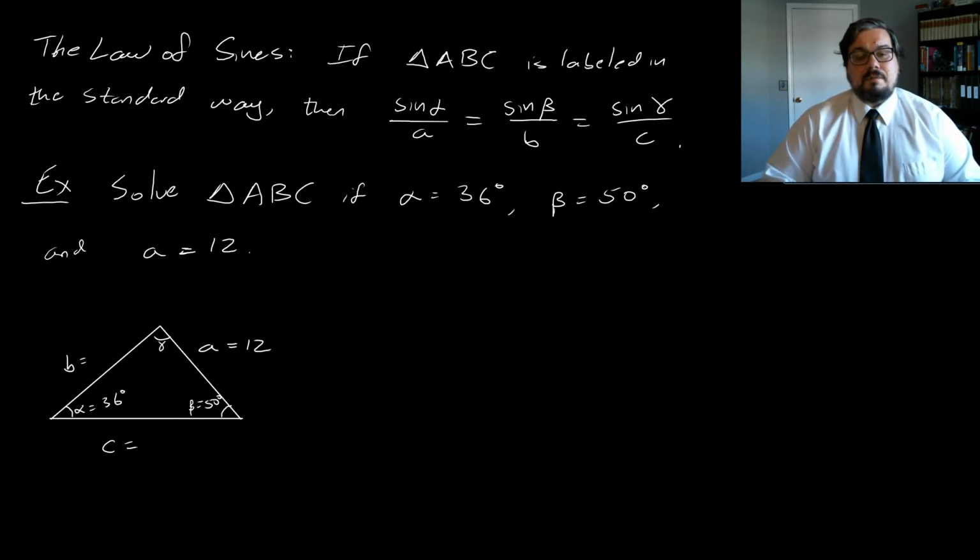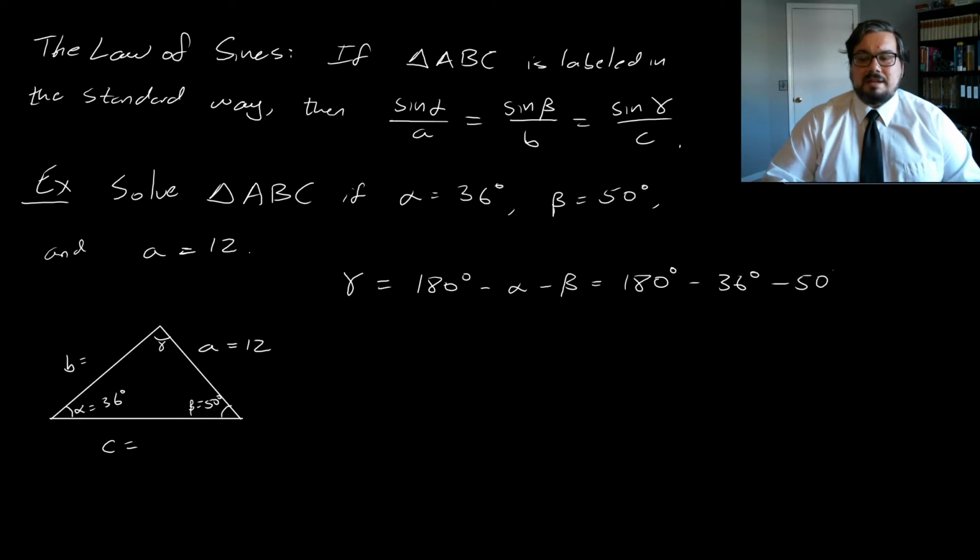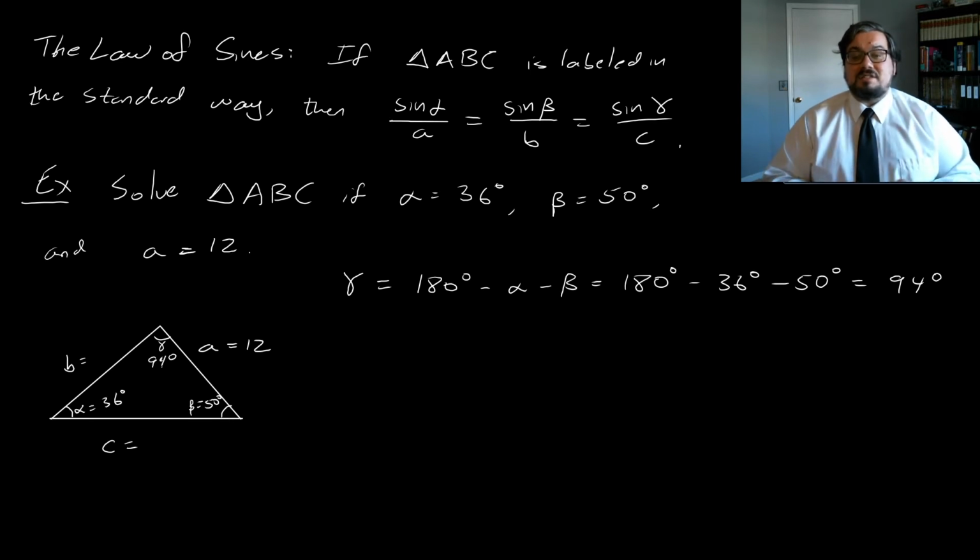So let's start off by finding gamma. We know that gamma is 180 degrees minus alpha minus beta. So that's going to be 180 degrees minus 36 degrees minus 50 degrees. And those become 86 degrees. So gamma is actually 94 degrees. So that part's usually pretty easy. When you're given two angles, this process is usually pretty quick.